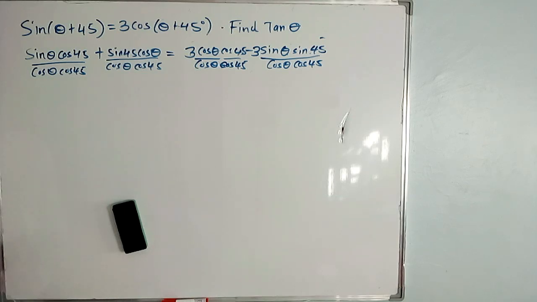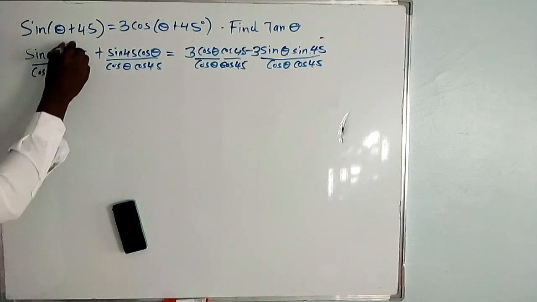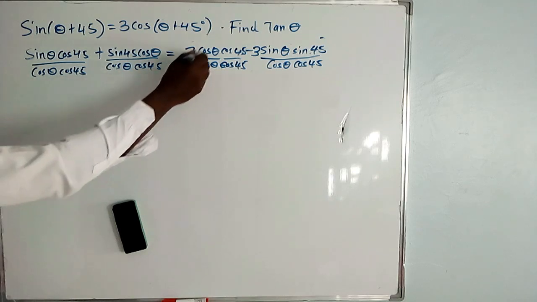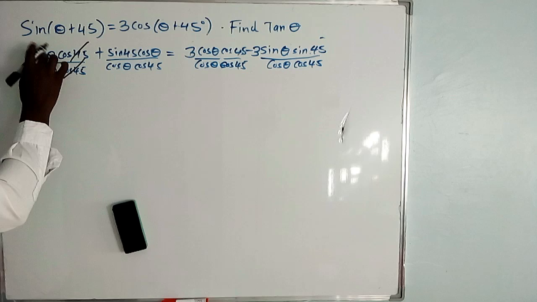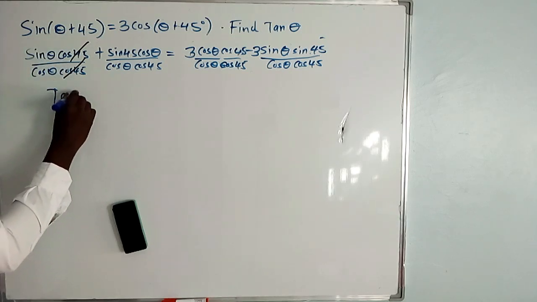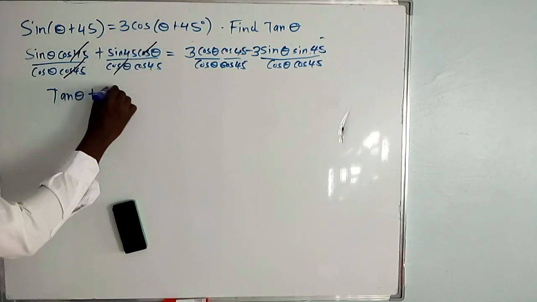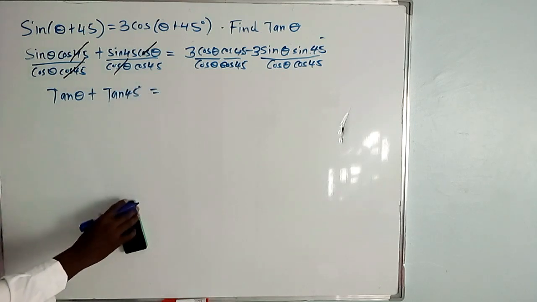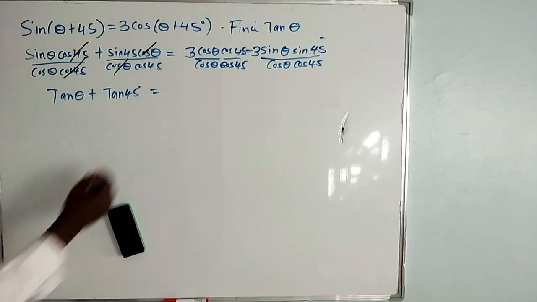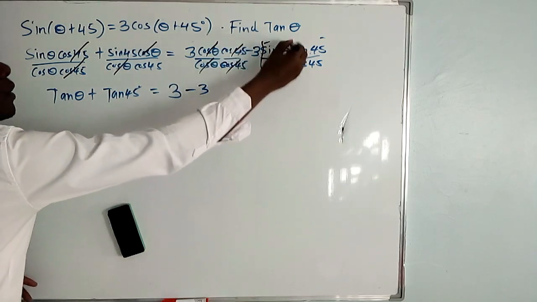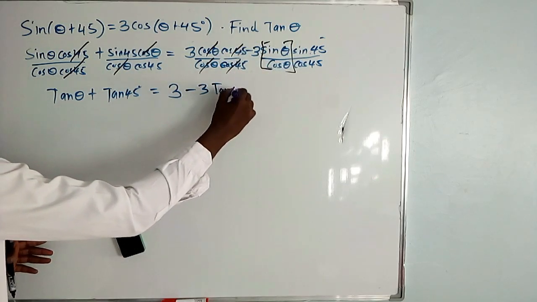Then you simplify. Now you start on the left hand side of the equation. What do you have? Cos theta cancels with cos theta. You remain with sin theta over cos theta. What is sin theta over cos theta? Tan theta. Then plus, cos theta cancels with cos theta, sin 45 over cos 45, that is tan 45 degrees, isn't it? On the right hand side, cos theta cancels cos theta, cos 45 cancels cos 45, you remain with 3. Then minus 3 tan theta, since sin theta over cos theta is tan theta, then sin 45 over cos 45 is tan 45 degrees.